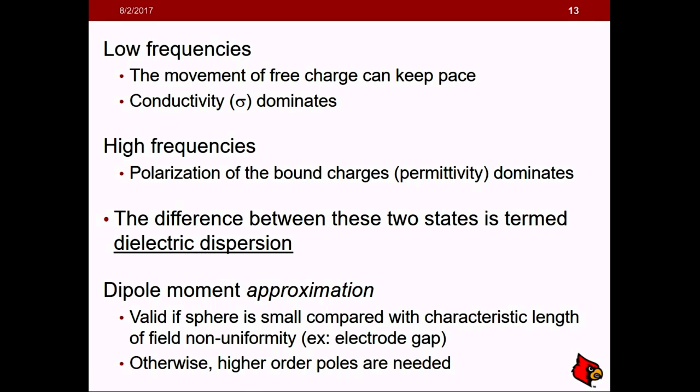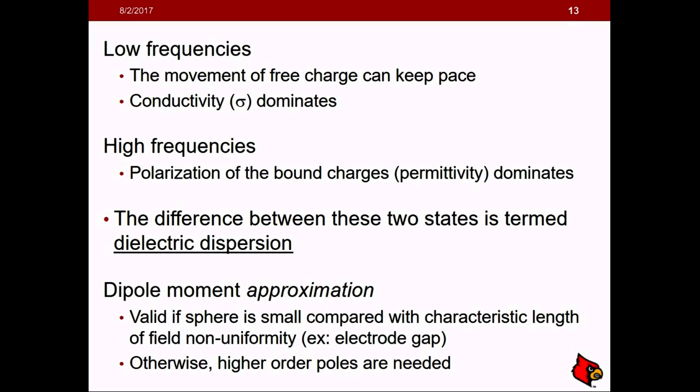So what happens in terms of bringing conductivity and permittivity into this discussion? At low frequencies, the movement of free charge can keep pace, so conductivity dominates. At high frequencies, polarization or permittivity of the bound charges dominates. And then at some transition between these frequencies, dielectric dispersion occurs. So it transitions from a conductivity dominant regime to a permittivity dominant regime, or vice versa, depending on how you sweep your frequency. And for these approximations, for the equations that are used, a point dipole is typically assumed.